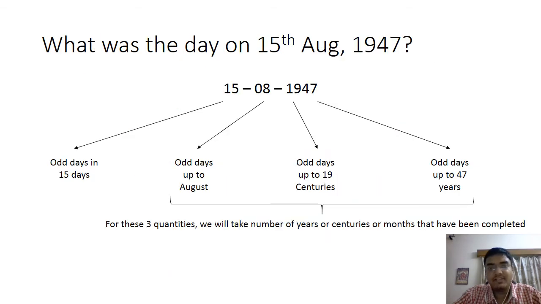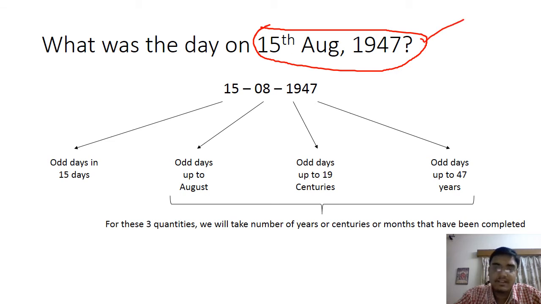Now as we discussed in the beginning, we'll find the day on any given date. Like what was the day on 15th August 1947, right? The day we got independence. So 15th August 1947, how will we find the day? We'll first take out the odd days up to 47 years.